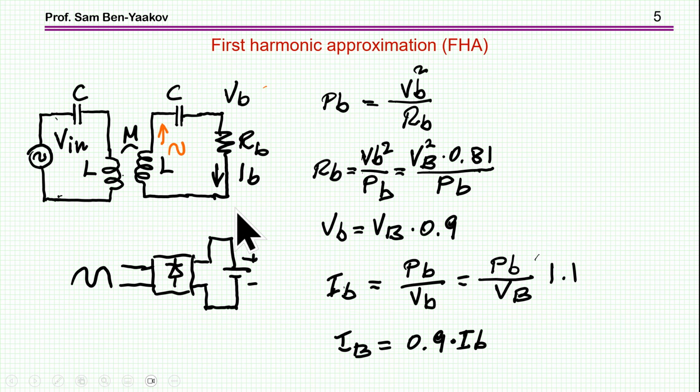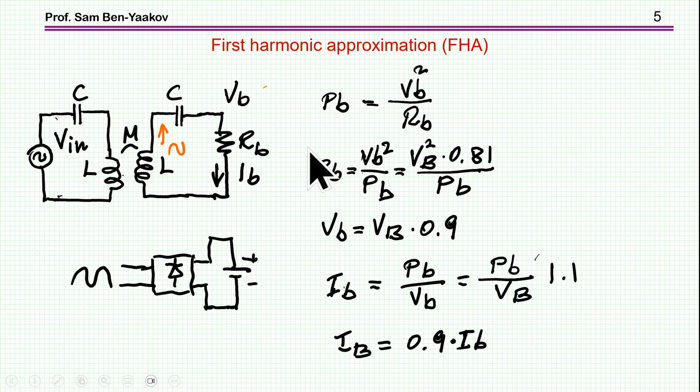Now we can also replace the load by an equivalent resistance of the same power, of course. And now the power, if this will be a resistance, then the power is going to be V squared over RB, from which we can get a value of RB if we know what V squared is and what the power level is at which we are now charging the battery.